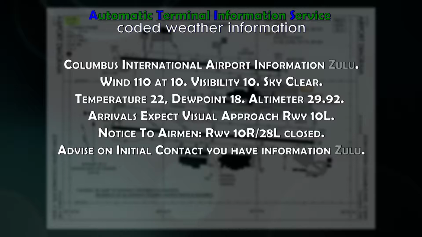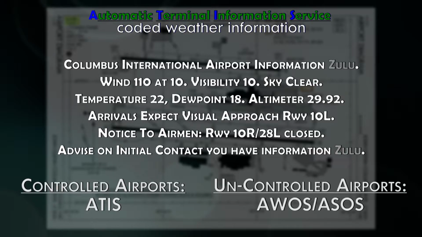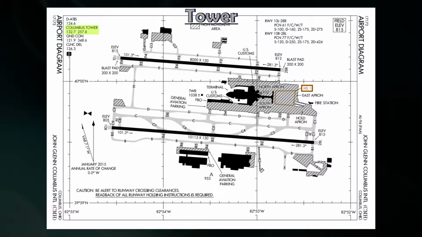Wind 110 at 10, visibility 10, sky clear, temperature 22, dew point 18, altimeter 29.92. Arrivals expect visual approach runway 10 left. Notice to airmen, runway 10 right, 28 left, closed. Advise at initial contact you have information Zulu. At non-controlled airports, you'll see an AWOS or an ASOS, and those are both automated systems for weather. The tower controls takeoffs and landings.